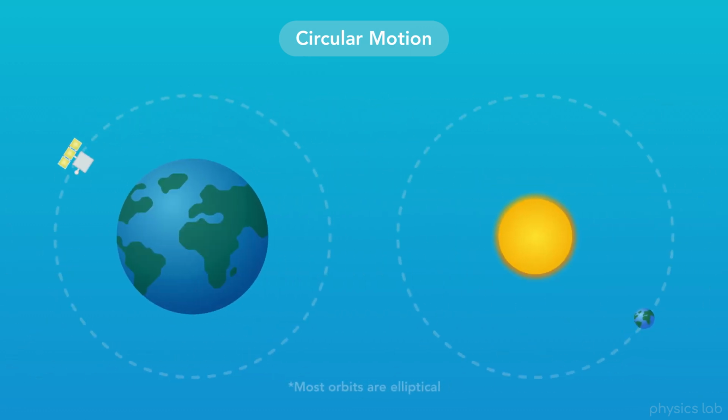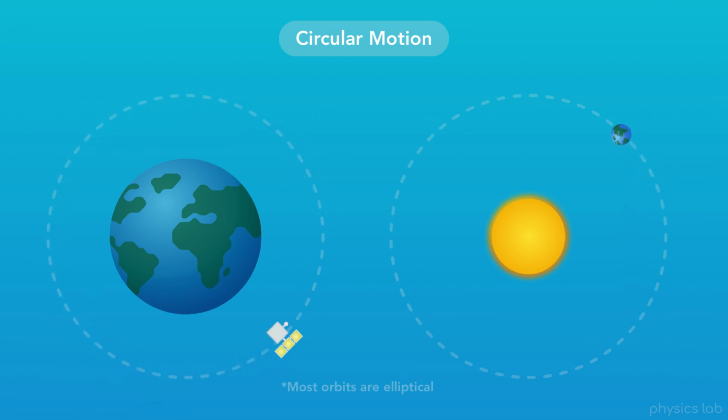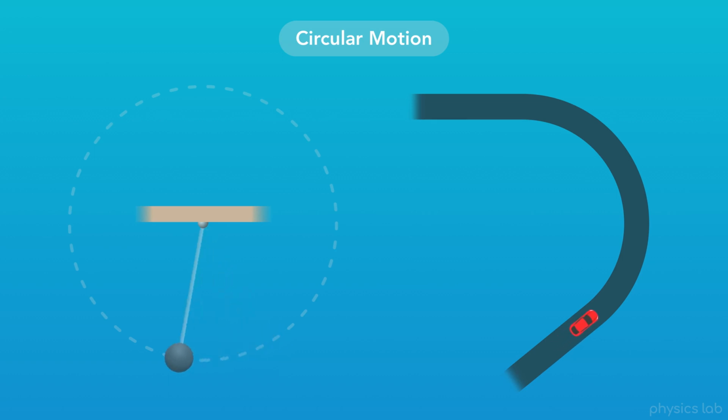There's thousands of satellites orbiting the Earth, and the Earth itself is orbiting the Sun. Technically, most orbits follow an ellipse, but we're mostly going to work with circular orbits. Even if an object doesn't complete a full circle, it's still in circular motion if the shape of its path is a circle.